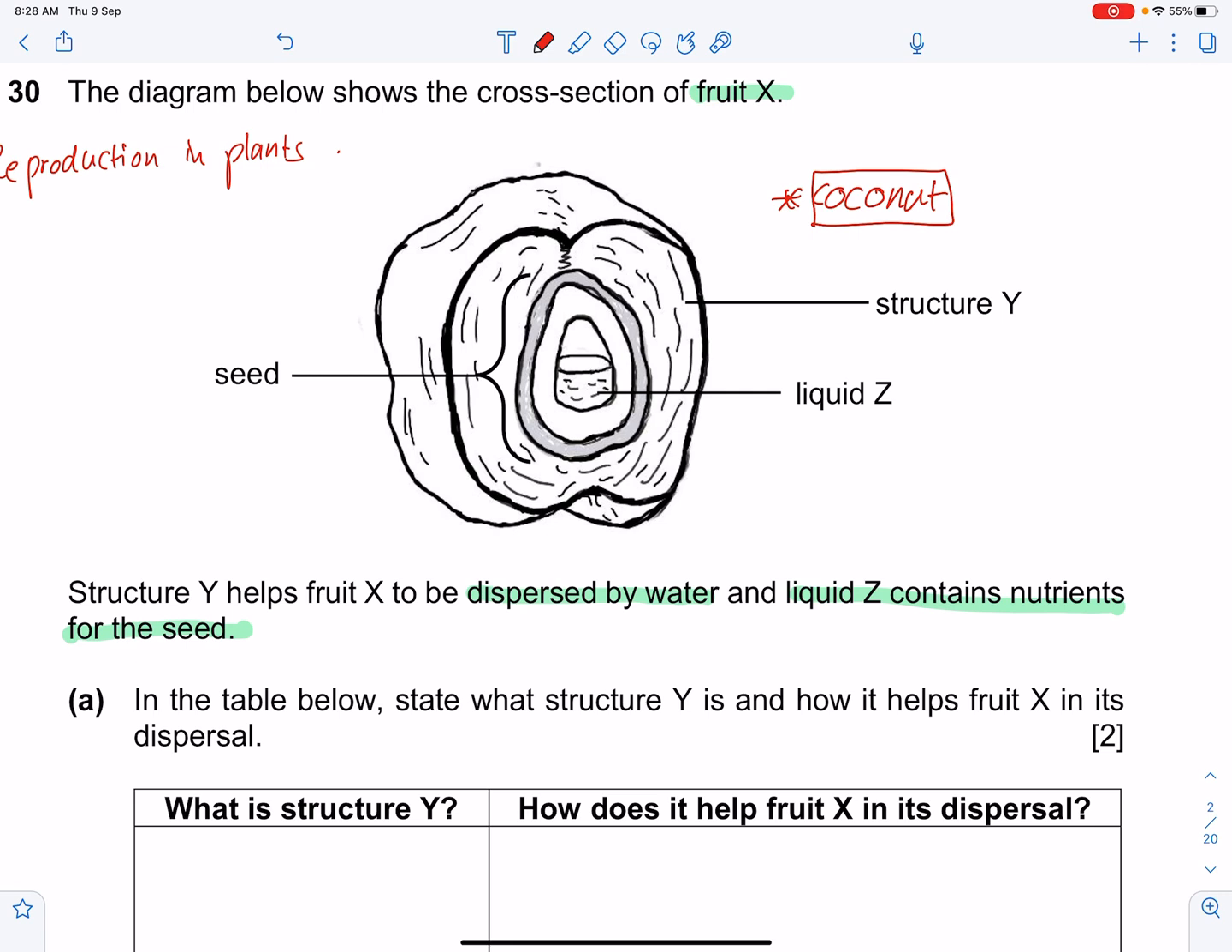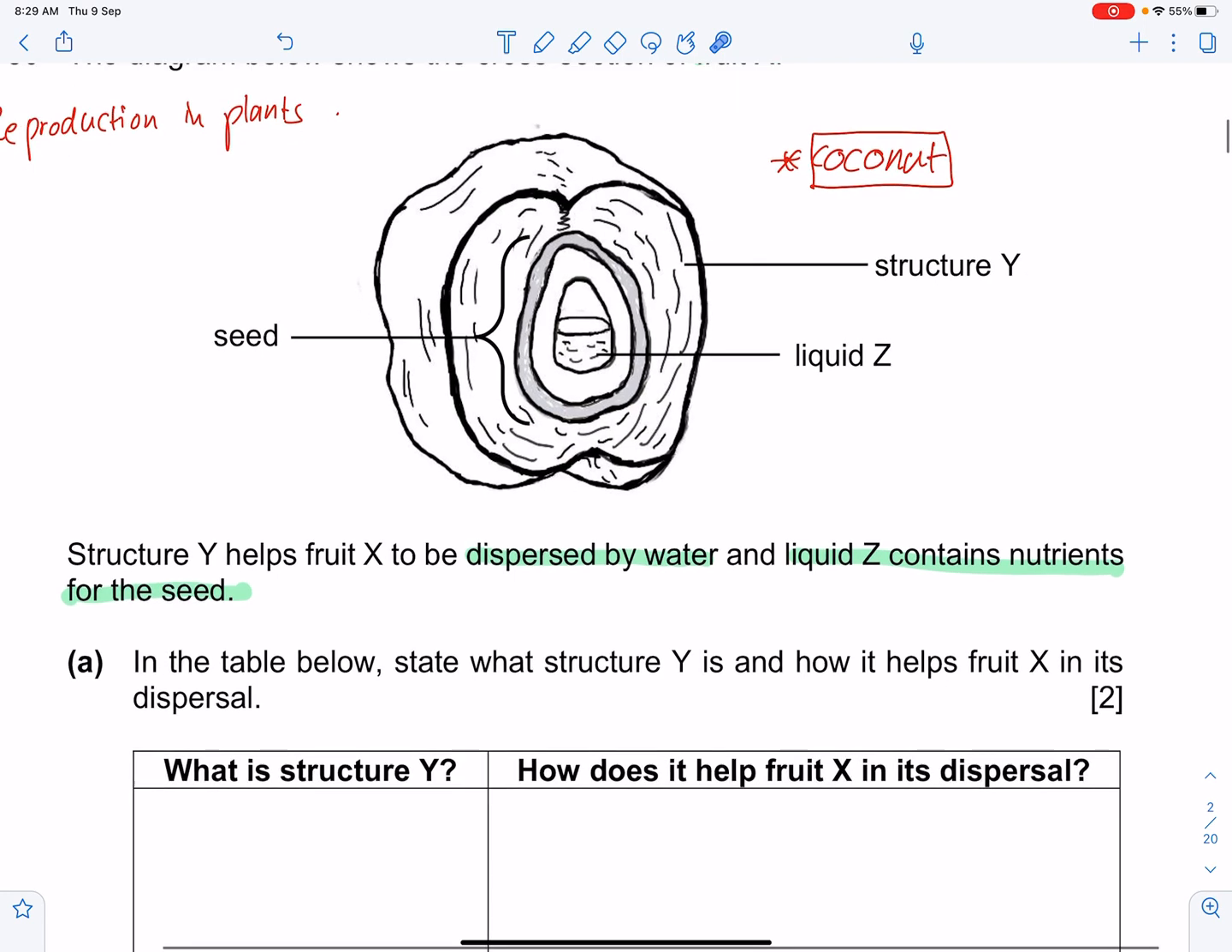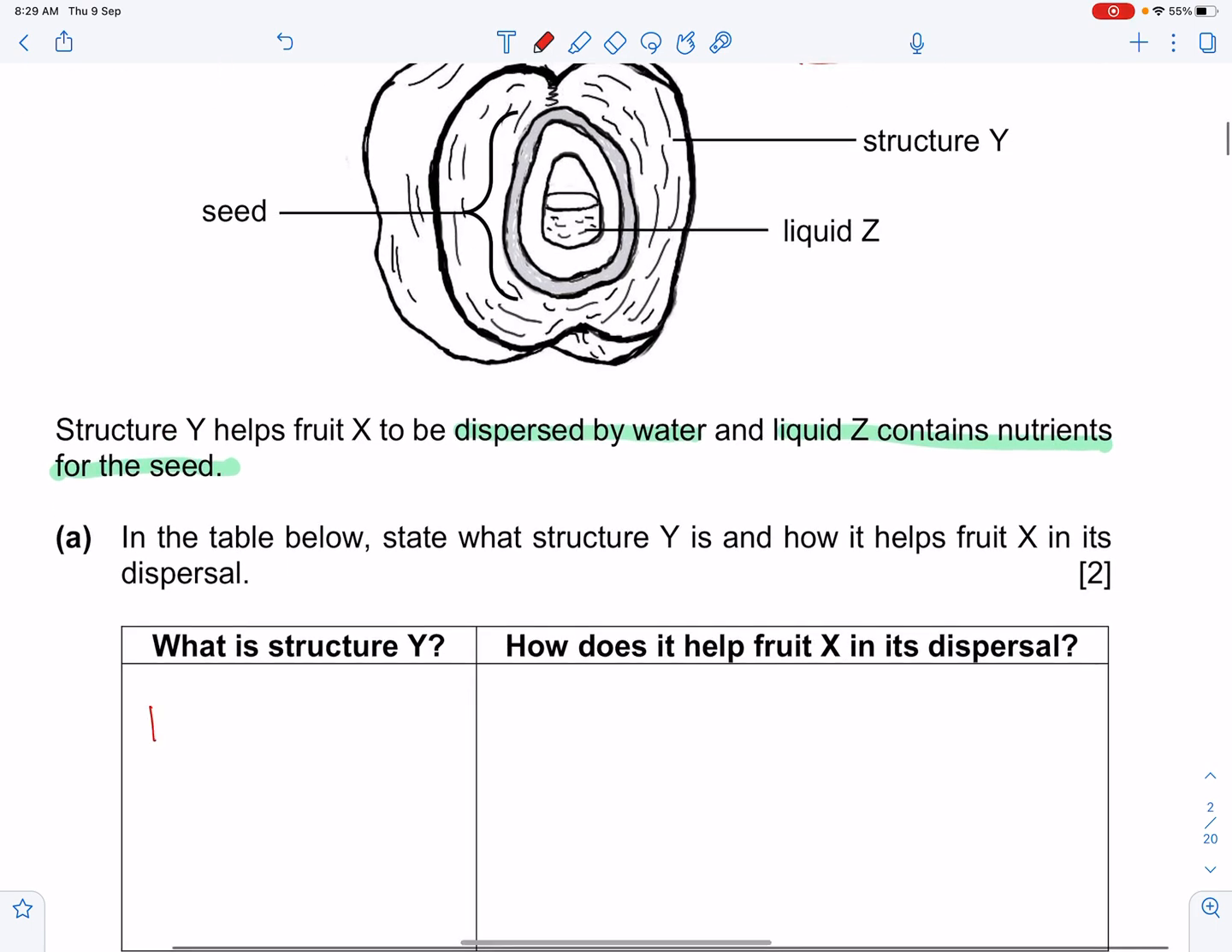And the reason why it's able to be dispersed by water is that it has a fibrous husk. Correct? So even without looking at it, straight away I'm thinking, must be the fibrous husk. But I need to confirm. I cannot be complacent. So I look at this part over here that they're talking about, which is structure Y. Does it look like fibrous husk? Yes, sir. So the answer is, it is the fibrous husk, which most of you got correct. Okay, that's good.